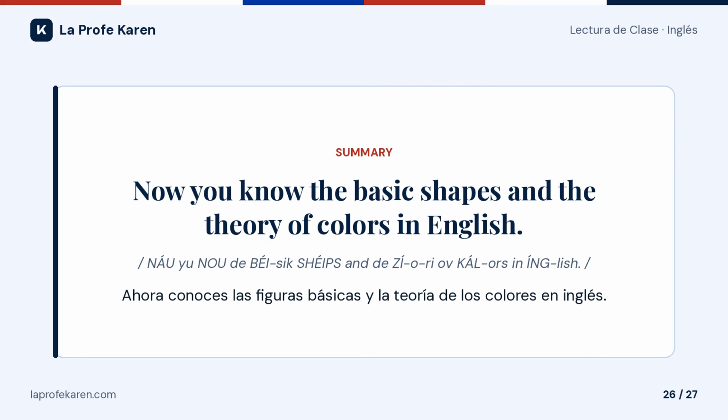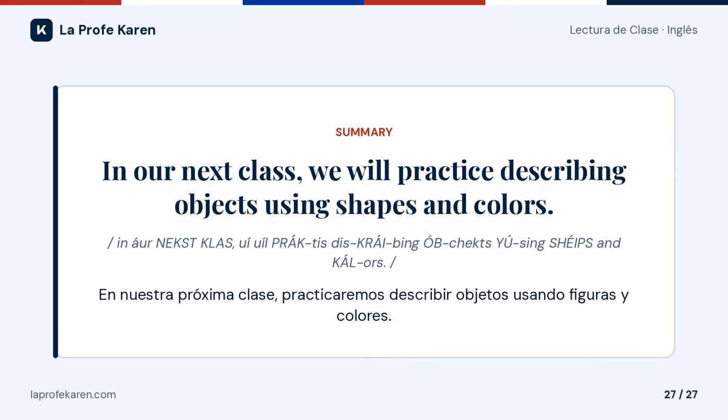Now you know the basic shapes and the theory of colors in English. In our next class, we will practice describing objects using shapes and colors.